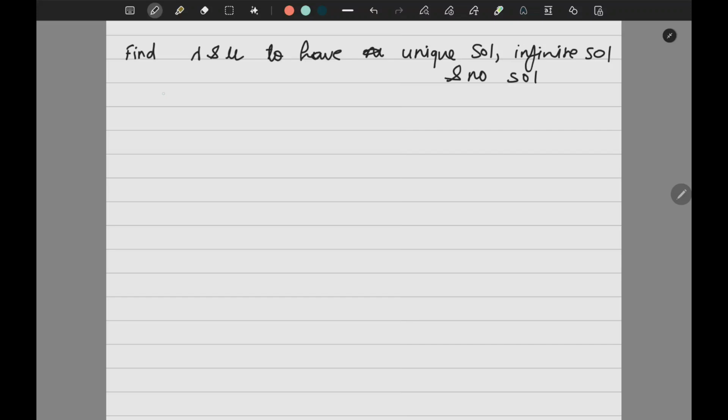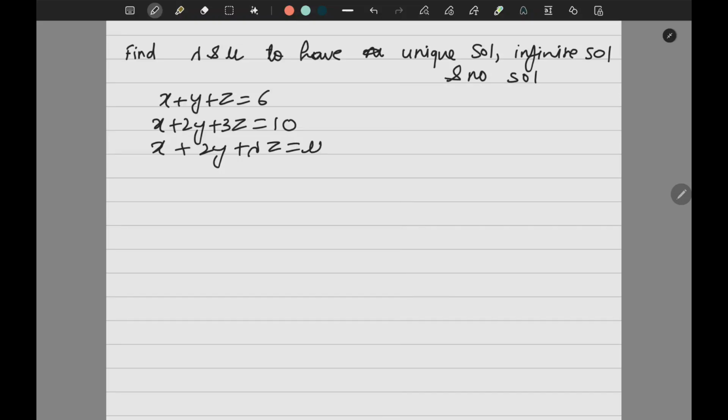Okay. Now my equations are x + y + z = 6, x + 2y + 3z = 10, x + 2y + lambda z = mu. Now, first, what is the step? You have to write it in matrix format. What will be the augmented matrix? 1, 1, 1, 6; 1, 2, 3, 10; 1, 2, lambda, mu. See, there are different ways. There is Cramer's rule also to check all these things, but we will do it by the simple method. This is my augmented matrix.